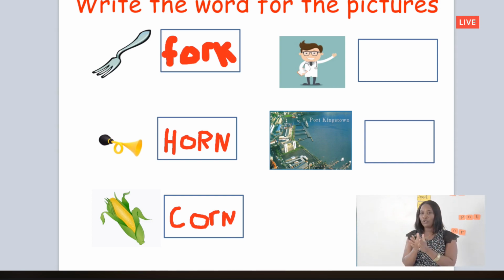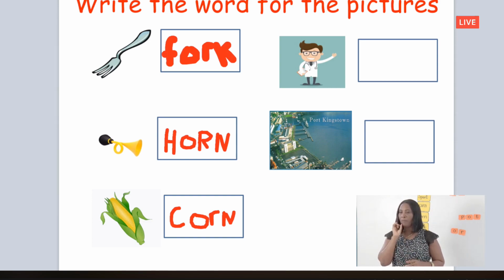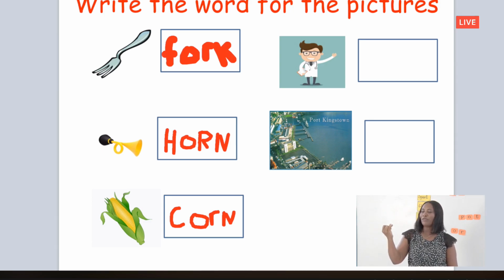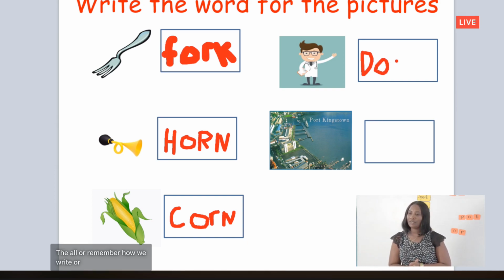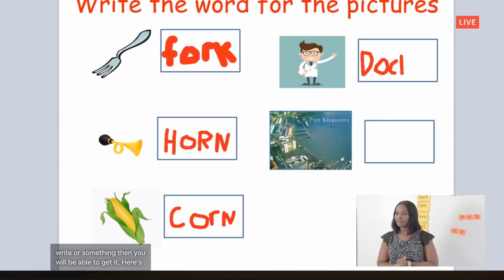Yes. Now this one you have to be careful. This one says doctor. Doctor. So you're going to count them on your finger. D, O, T, or. That's 4 sounds. D, O, T, or. Remember how we write that? Or sound, and you will be able to get it. Here is our spelling.